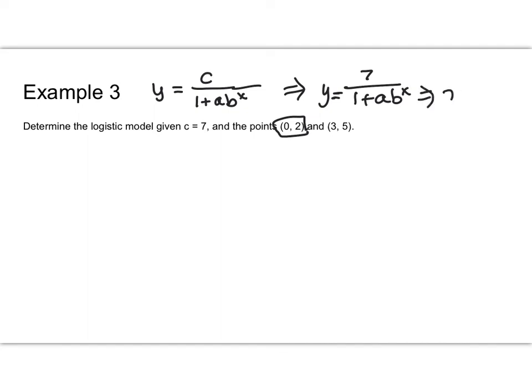So when x is 0, y is 2. Don't forget to do that, or you'll be like, I don't know what I'm doing. I can't do it. I've done that before. And I'm like, oh yeah, you have a y value. So b to the 0 is 1, so I can go ahead and cross that out. Not cancel it out, cross it out.